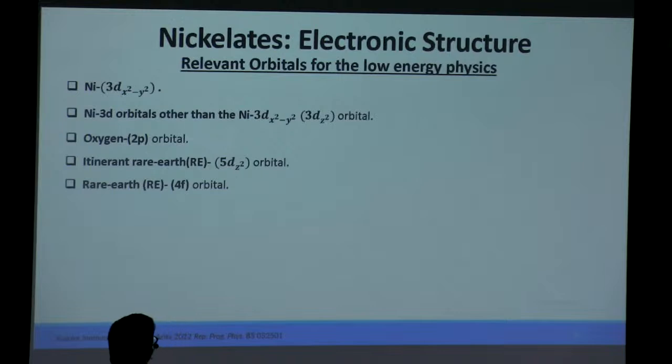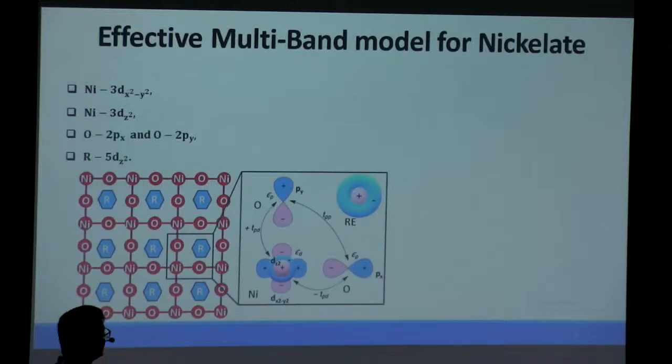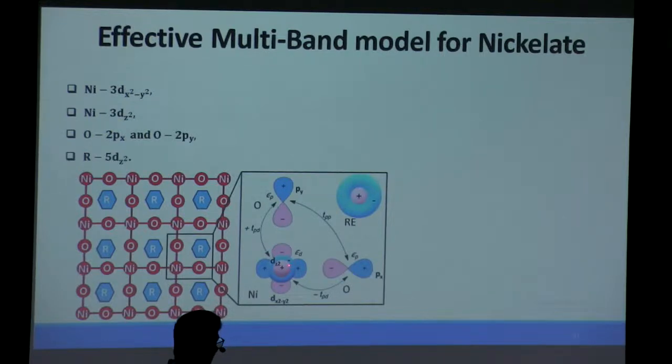So we consider, very safely, four orbitals: nickel 3d x² − y², 3d z², oxygen 2px, 2py, and rare earth 5d z². And we consider that nickel 3d z², 3d x² − y², oxygen 2px along the x-axis, and oxygen 2py along the y-axis are overlapping with each other. Further, there is oxygen overlapping.